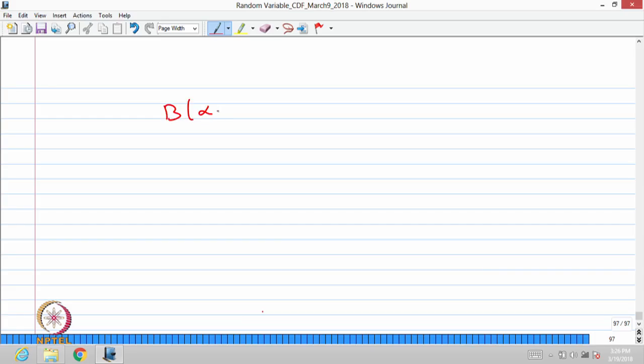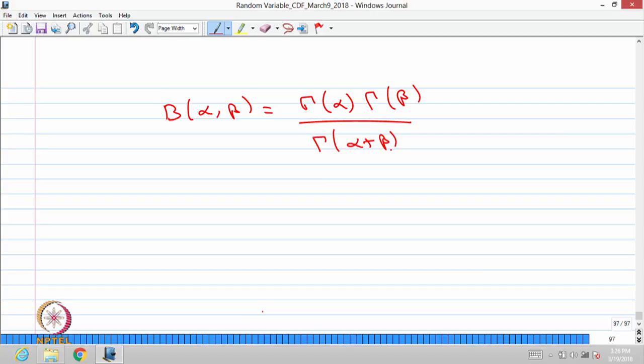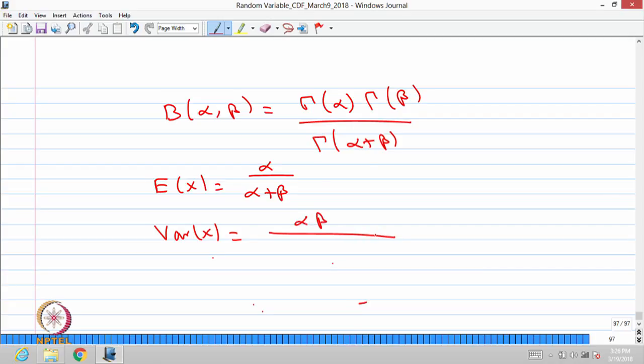One can write the beta function in terms of the gamma function also, that is gamma of alpha, gamma of beta divided by gamma of alpha plus beta. For this random variable also, one can get the mean, that is alpha divided by alpha plus beta, and you can get the variance in the same way, that is alpha beta divided by alpha plus beta plus 1 times alpha plus beta power 2.